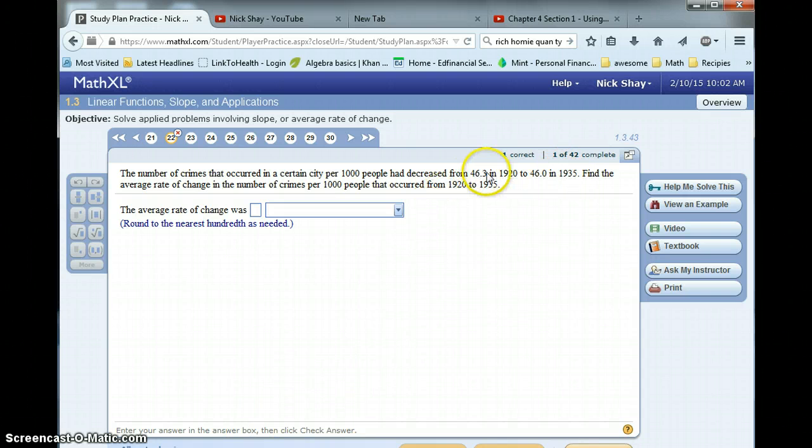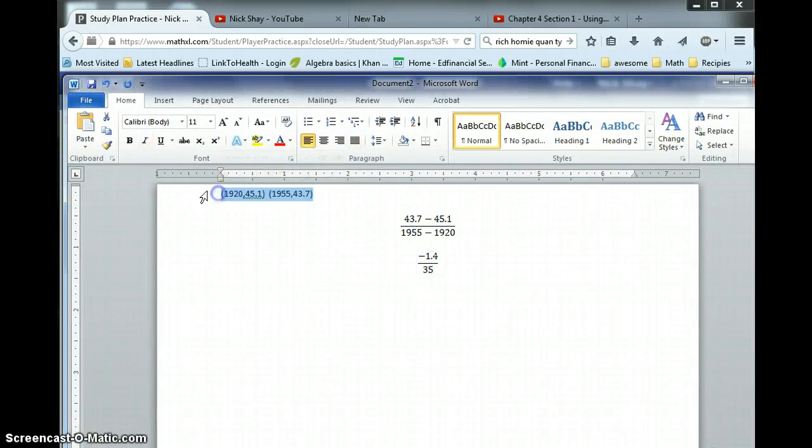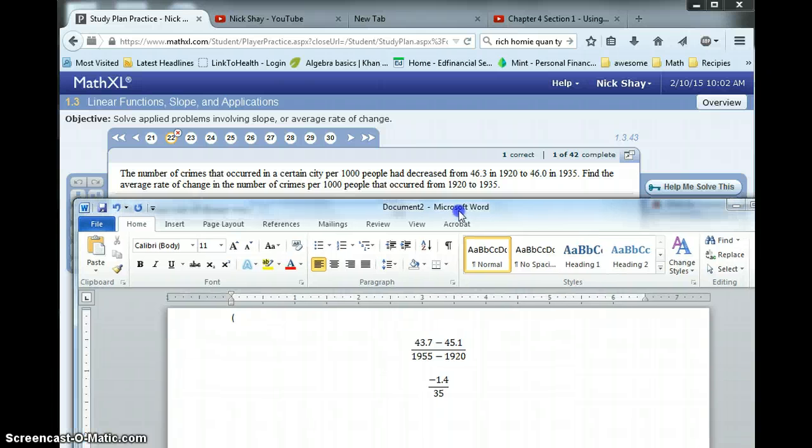So the first thing we want to do is extract some points from this problem so that we can find the slope. So you see we have 46.3 in 1920. That's going to give us a point. So let's bring up a Word document and let's create a couple points. So it says 1920, the number of crimes was 46.3. So 1920 is our x value and 46.3 is our y value.